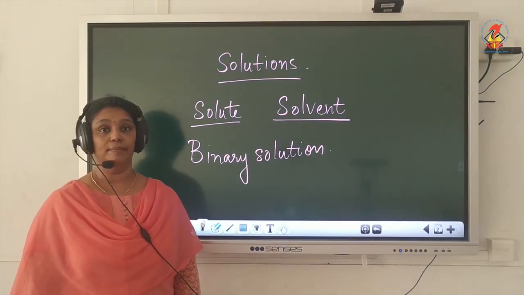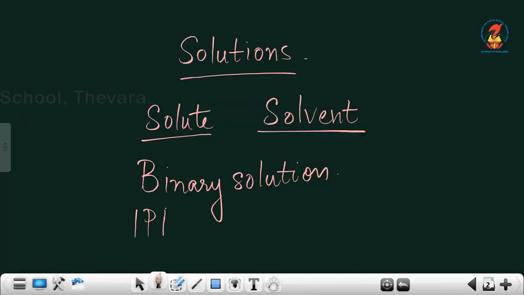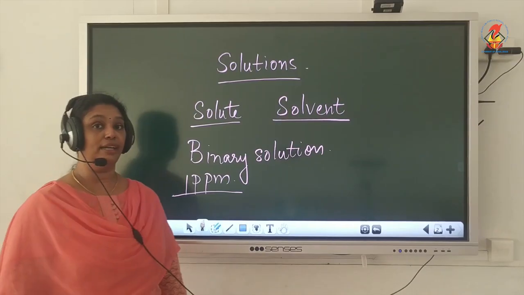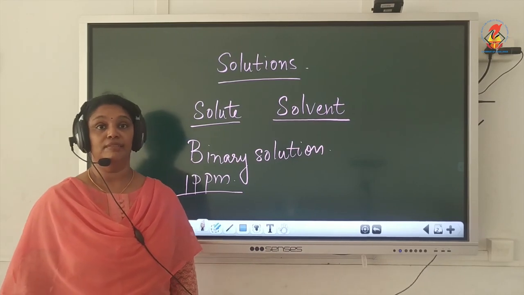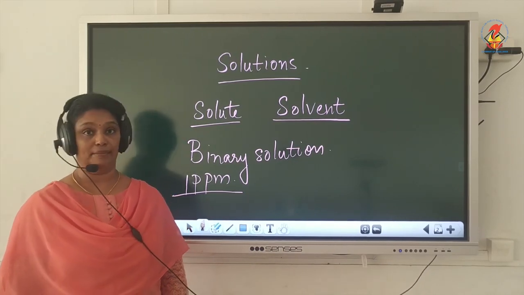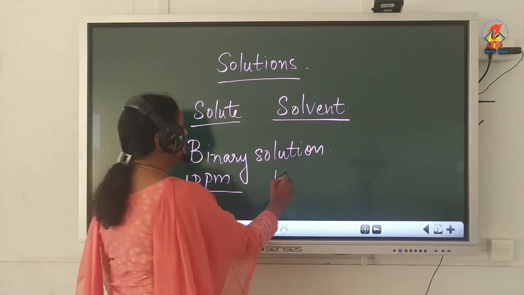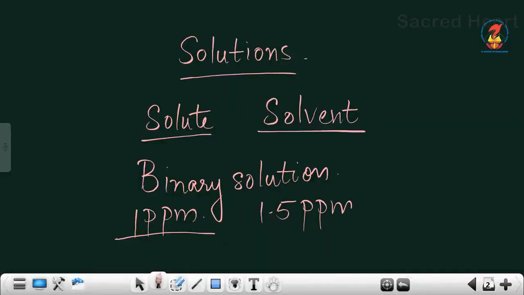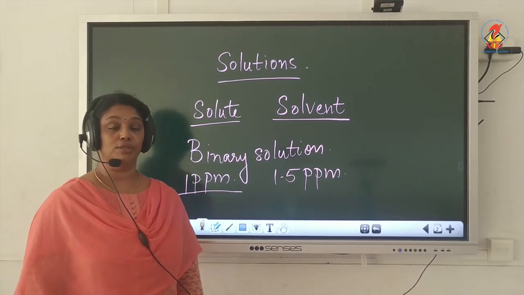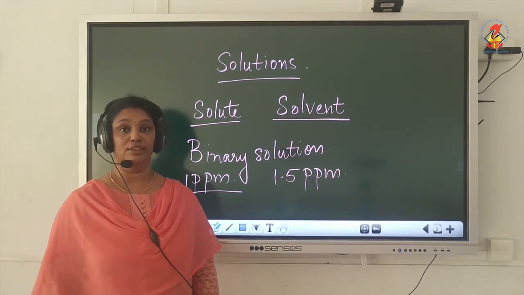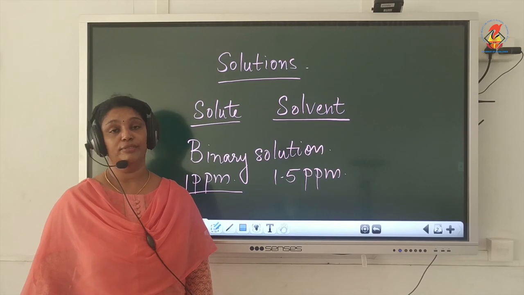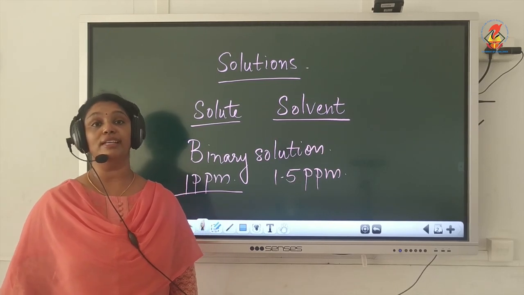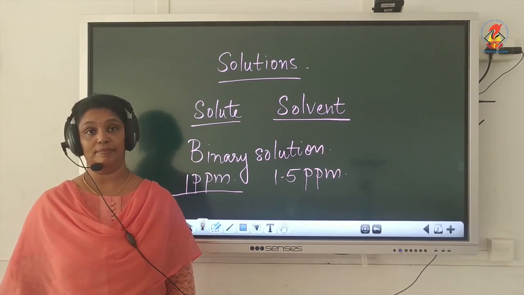For example, 1 ppm, ppm means parts per million, 1 ppm of fluoride ion in water will help to prevent tooth decay, whereas 1.5 ppm of fluoride ions will cause tooth decay. And also, high concentration of fluoride ions is poisonous. For example, sodium fluoride is used in rat poison.